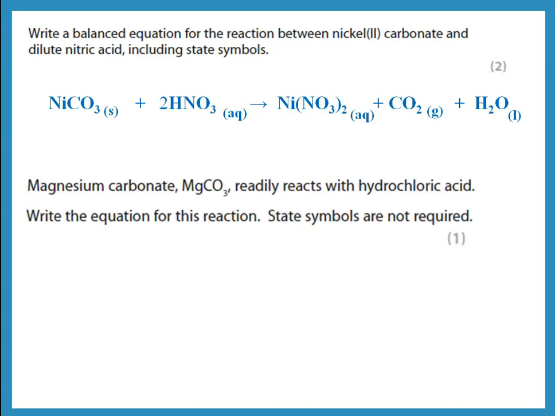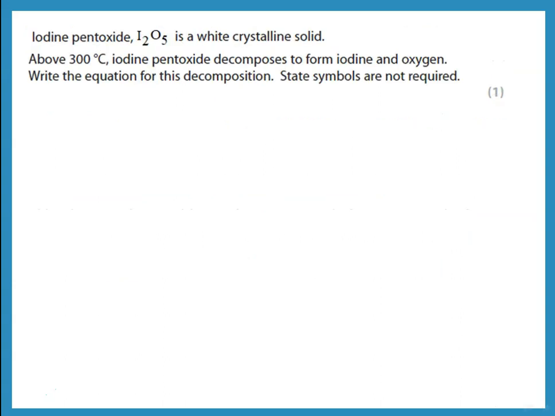Okay, magnesium carbonate readily reacts with hydrochloric acid. So magnesium carbonate, hydrochloric acid. So this should give, again, carbonate plus acid gives the salt plus carbon dioxide plus water. Now, magnesium carbonate, we said carbonates are, okay, he doesn't want state symbols, he wants to balance. So this is 2 hydrogens to balance the hydrogens after the arrow, and I think that's the end of it.